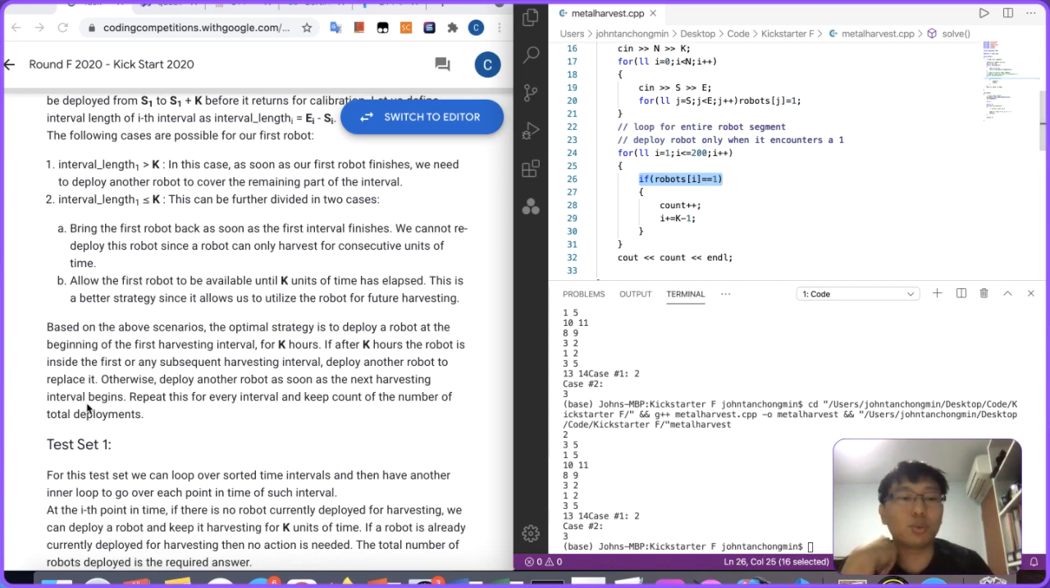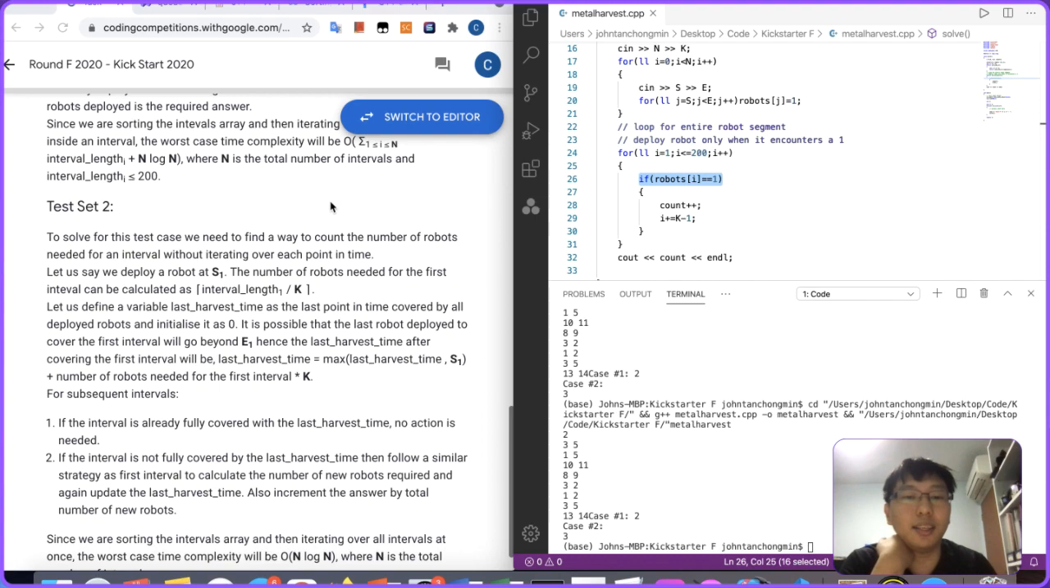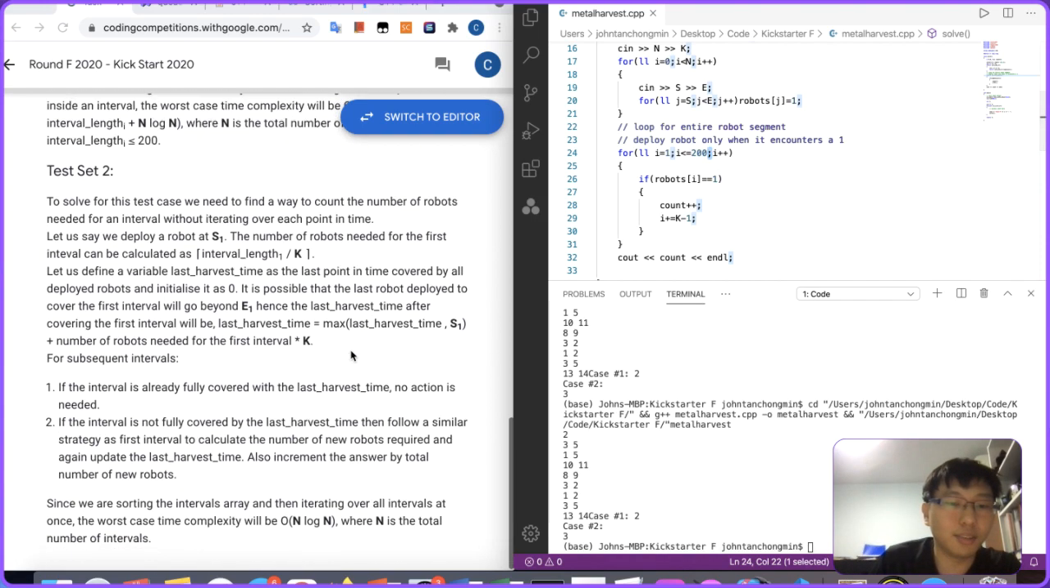Okay, but for test set 2, because there's 10 to the power of 9, it is not possible to just do that. You cannot loop 10 to the power of 9 times. It will firstly exceed the memory limit. Secondly, it also will exceed the time limit. So for test set 2, we need to do it in a different way. Let's see how they did it here.